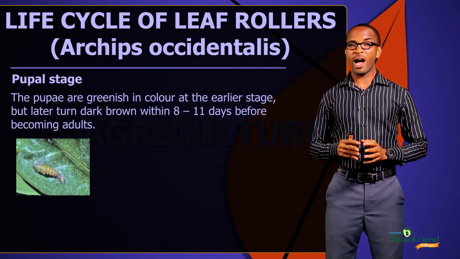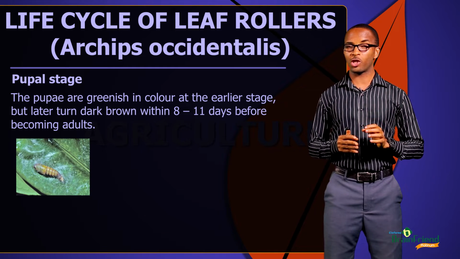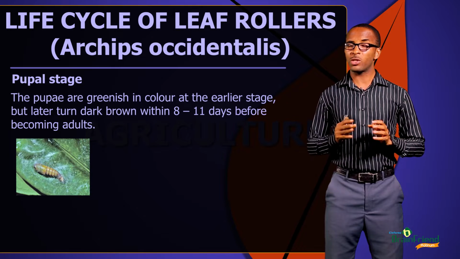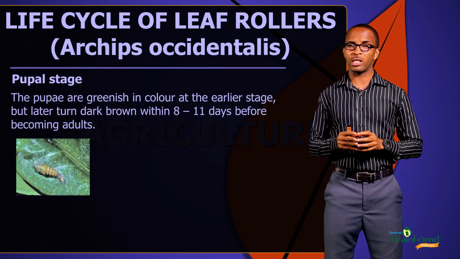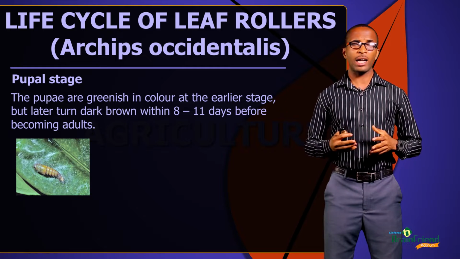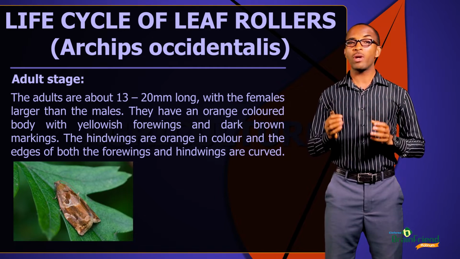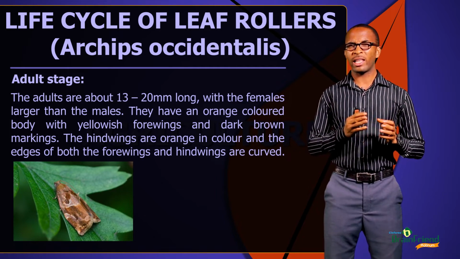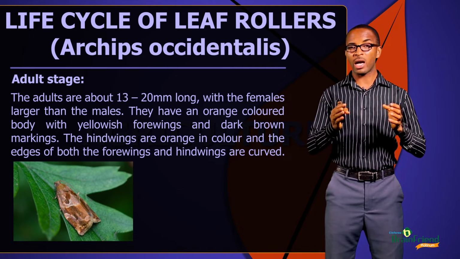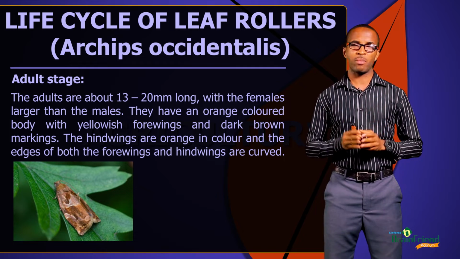The pupae are greenish in color, but as they mature, they turn dark brown. This pupal stage completes within 8 to 11 days, turning into adults, giving rise to the next stage, which is the adult stage. If you want to measure the adult leaf roller, they are about 13 to 20 millimeters long, and the females are always larger than the males.